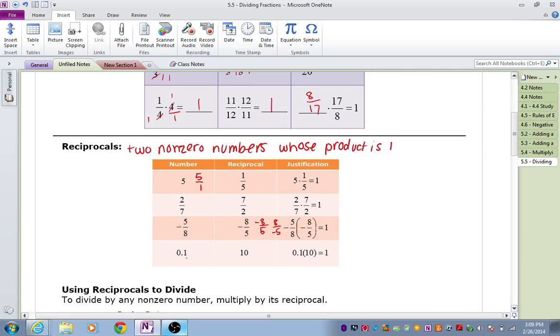And finally, we have 0.1. And now you might be sitting there saying, wait a second, that isn't a fraction. However, hopefully by now we know that we can write this as 1/10. If we flip our numerator and our denominator, we get 10 over 1, which is just 10. So if they give you a decimal and they say, what is the reciprocal? You can always change it to a fraction first and then flip your numerator and your denominator.